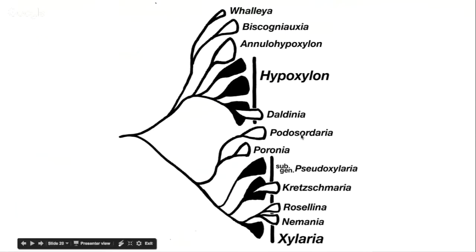And then the Podosordaria and the Poronia are upright fruiting bodies that tend to occur on herbivore dung. You find these on deer or cow poop. So keep your eyes open. Horse, you find them in horse poop. So those are really interesting. And basal diverging.